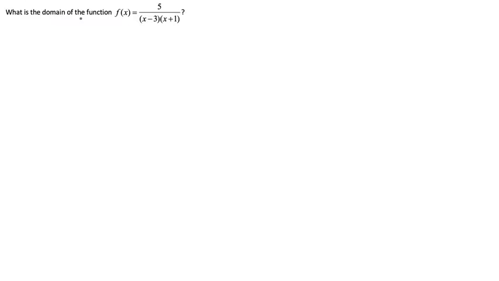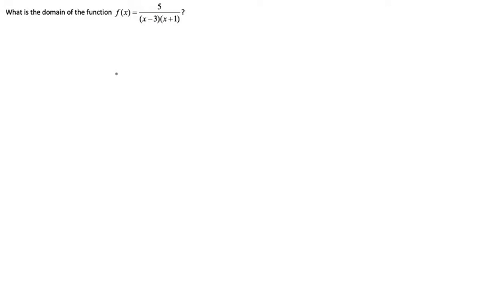What is the domain of the function f of x equals 5 over the quantity x minus 3 times x plus 1? All right, so this here is what we call a rational function. It's a rational function because it's a fraction, right? We have something on the numerator, something on the denominator. So what is it asking us when we want to find the domain?